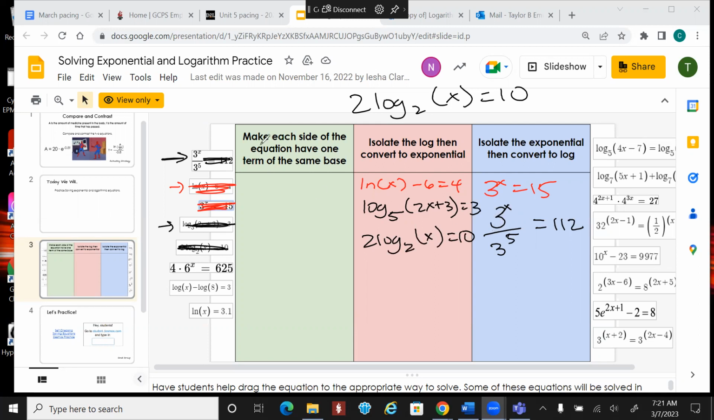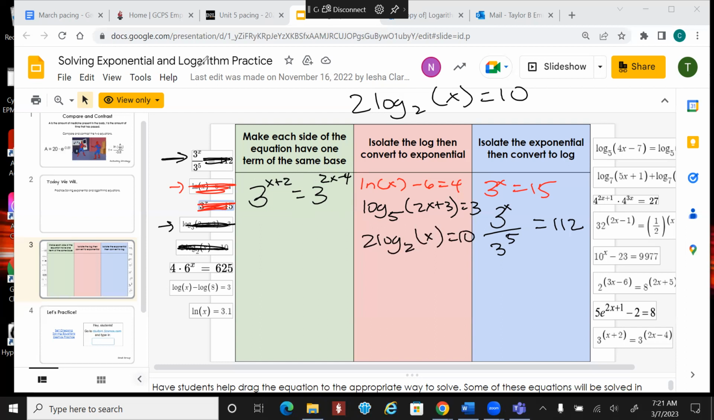Sometimes you're going to have to make each side of the equation have one term of the same base. So what that means is you could do this one down here at the bottom. This 3 raised to the x plus 2 is equal to 3 to the 2x minus 4. This was similar to that row sum challenge that y'all did, that worksheet. Since these have the same base, now we can just take the exponents and set them equal to each other.